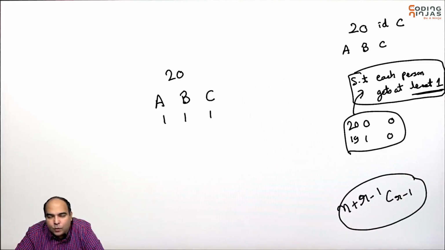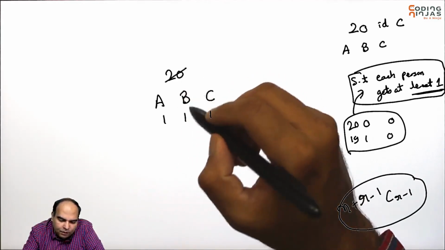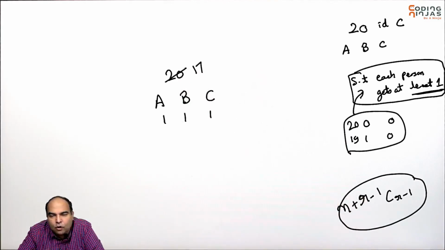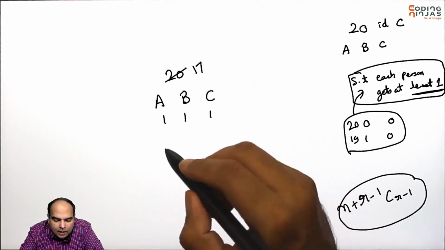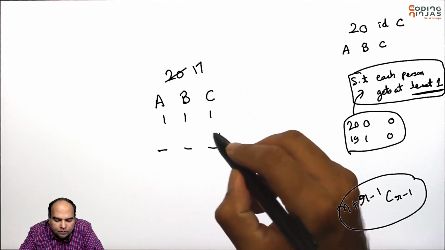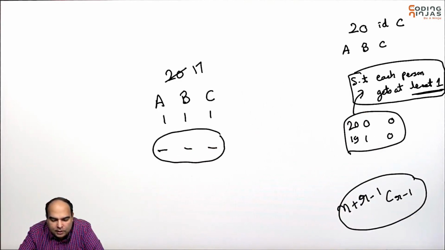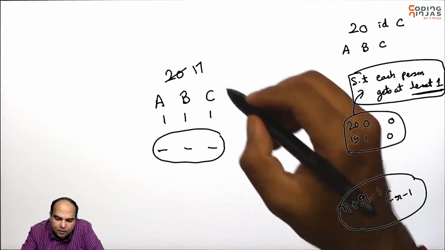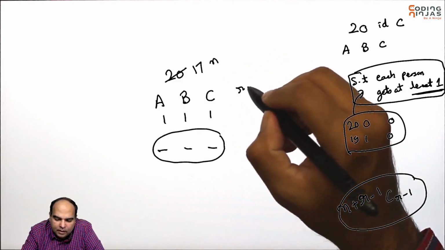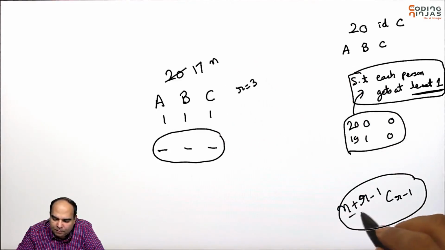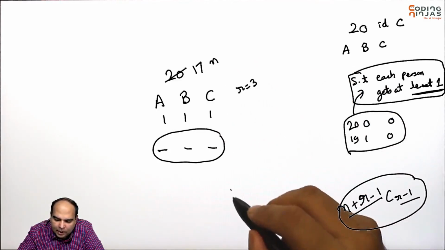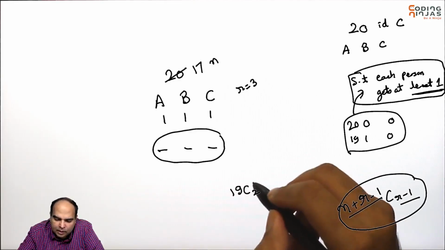Everybody gets at least 1, and this constraint can also be phrased as 0 not being allowed. So first you give 1 to each of the 3 people, and then you are left with 17 objects which are all identical, and you are now allowed to give those 17 objects freely to these 3 people as you want, including 0 distributions. So in this case n is 17, r is 3, and the formula n plus r minus 1 C r minus 1 will become 19C2, and that will be the answer.